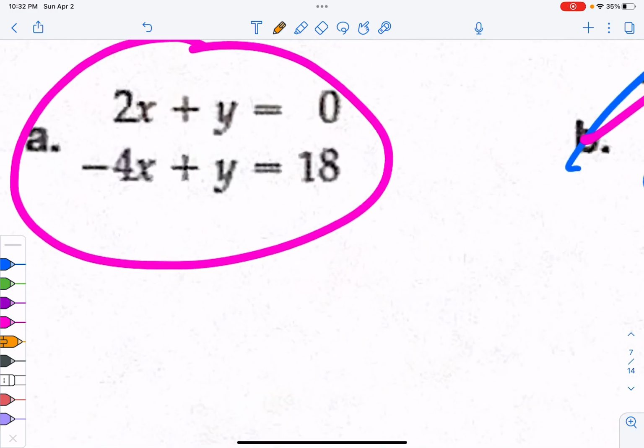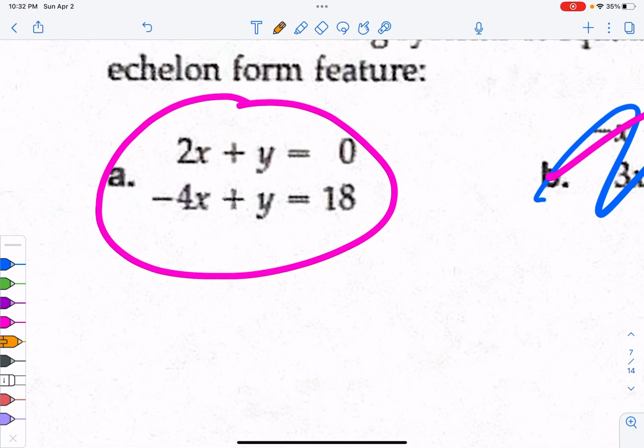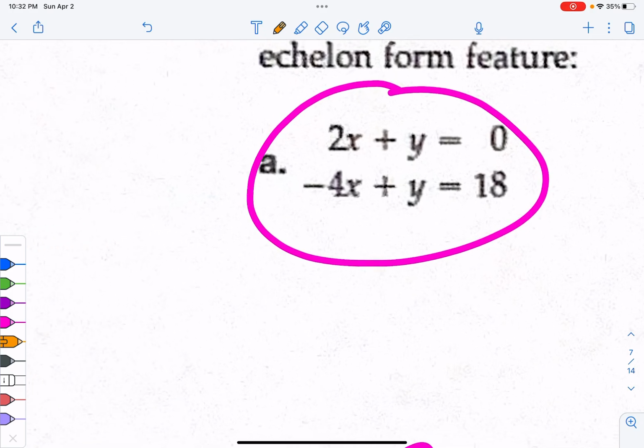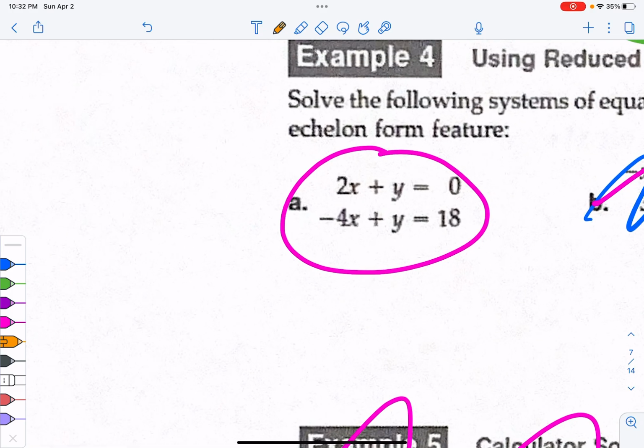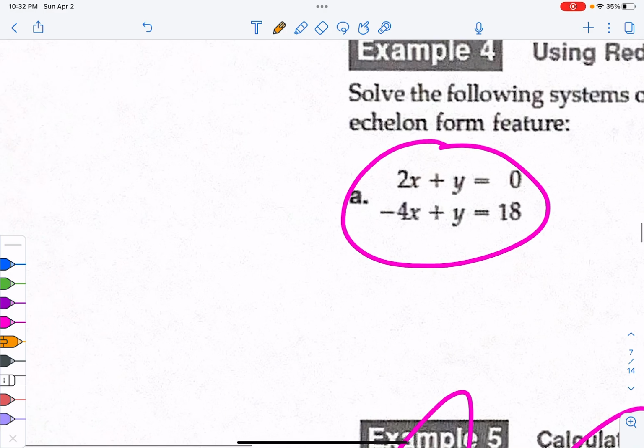We're going to do 2 of them. The first one starts and looks like this. So rather than doing substitution and elimination, we're doing it in reduced echelon form, which is exactly what substitution and elimination are, mainly elimination. It's just getting rid of all the variables.